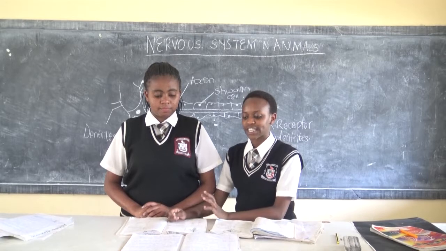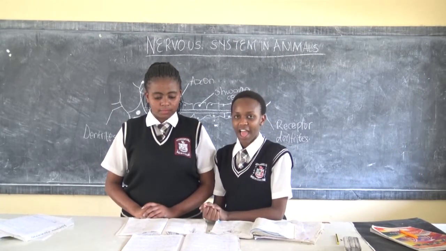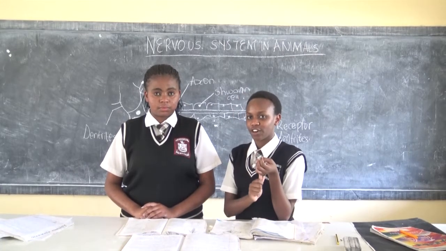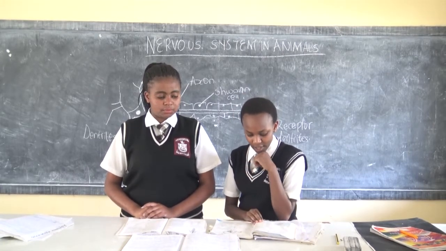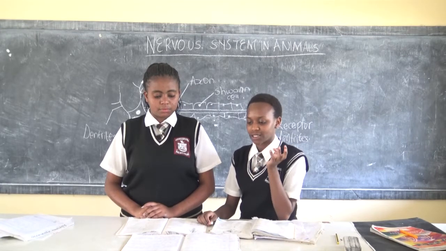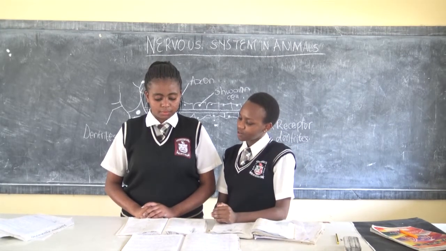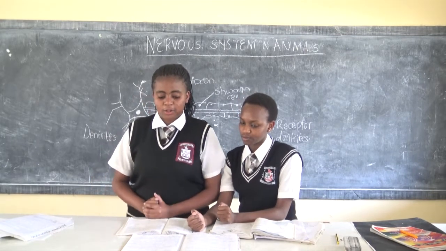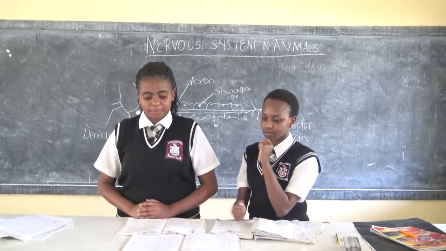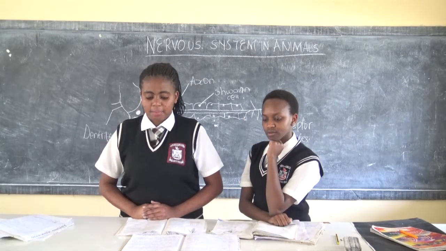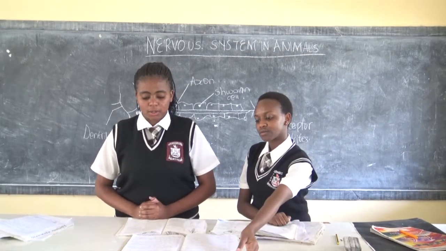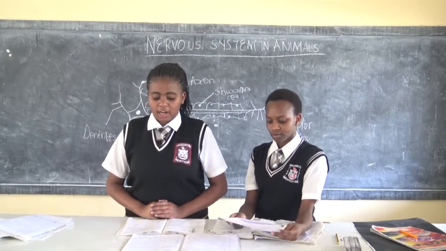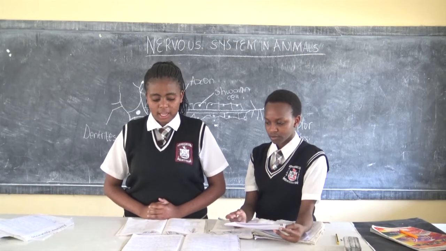We move on to the central nervous system. Over here we have the brain and the spinal cord. The brain is enclosed by a bony structure called the skull. It is covered by protective membranes called meninges. The membranes are dura mater, pia mater, and arachnoid.